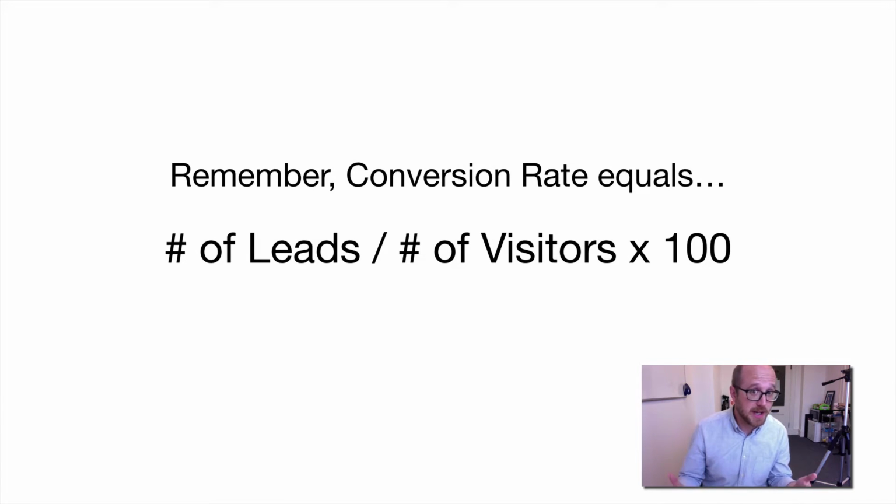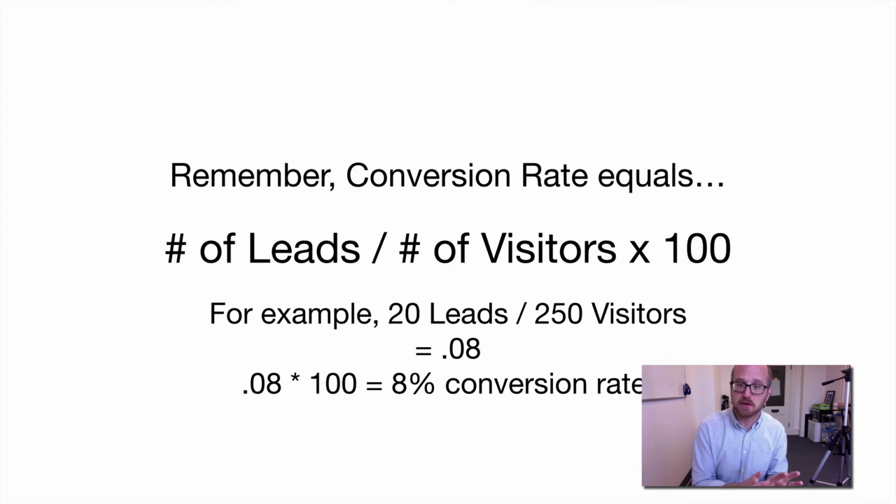So if you're not sure what it is, just remember that conversion rate equals the number of leads divided by the number of visitors times 100. So let's take, let's say the last 30 days. Let's say you got 100 leads in those 30 days. Let's say you got 1,000 visitors in that time, and that is going to be 10%, okay? Let me give you another example, maybe a little closer to reality for most of you. Let's say you got 20 leads over a month, and you had a total of 250 visitors during that time. 20 divided by 250 is going to give you 0.08. 0.08 times 100 gives you an 8% conversion rate, okay?